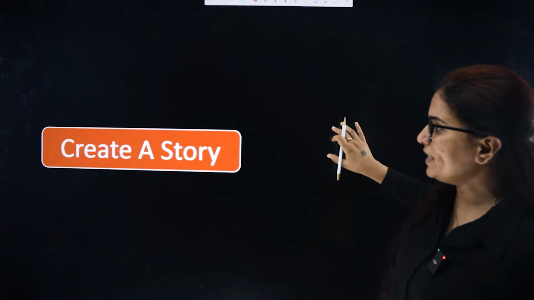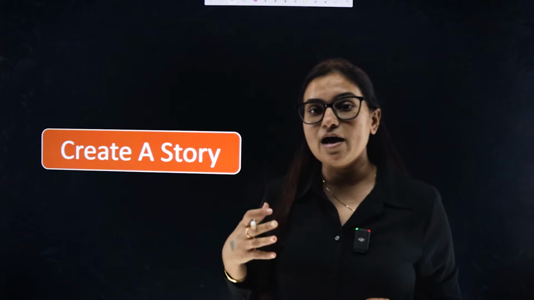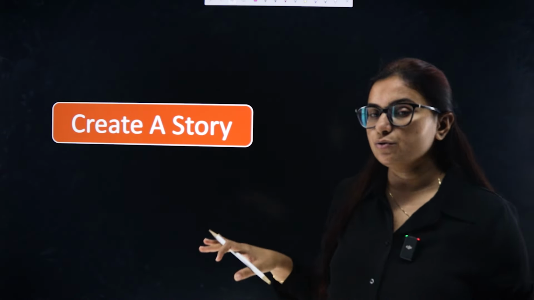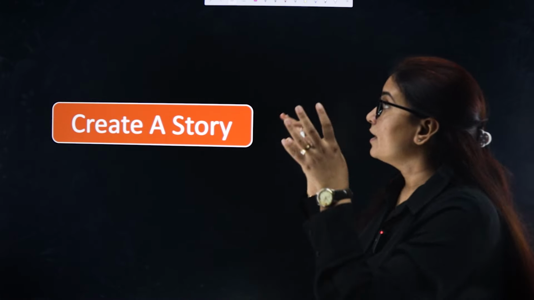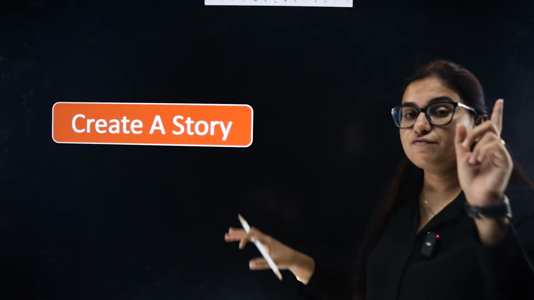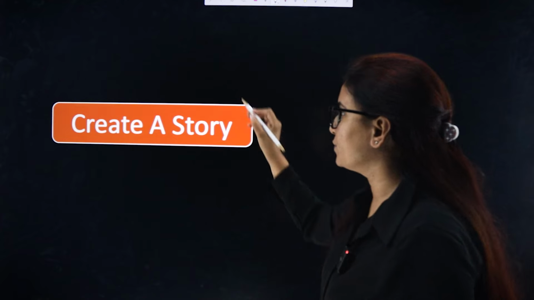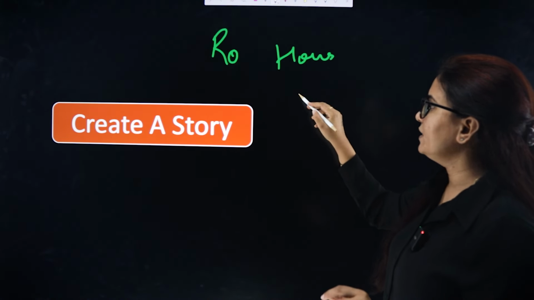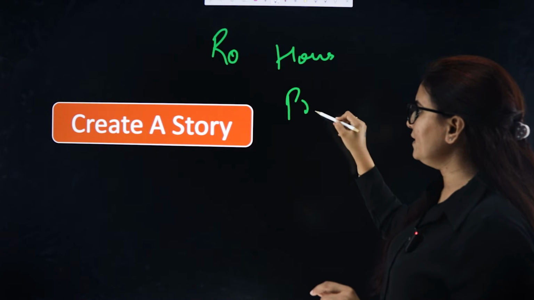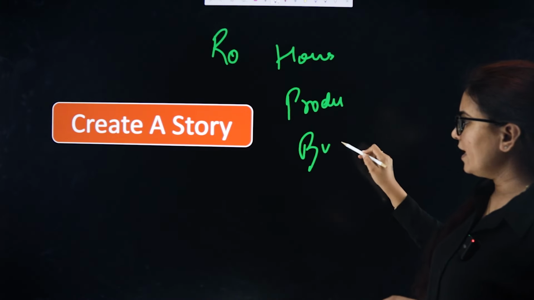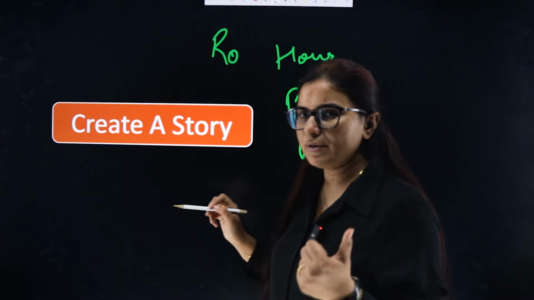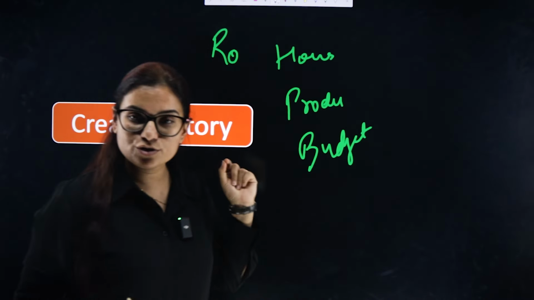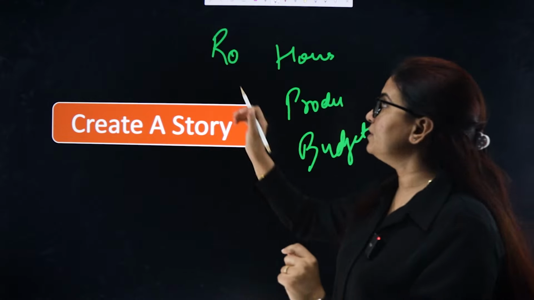Next word, before we dive into the next 5 words, let's have a quick exercise. There is a method that I have taught in one of my previous videos, which is to create a story. Just now we had discussed 5 words: routine, household, productivity, budget, and one more word which I am completely forgetting right now. Using these 5 words, you have to create a story. That's the best way to remember these words.